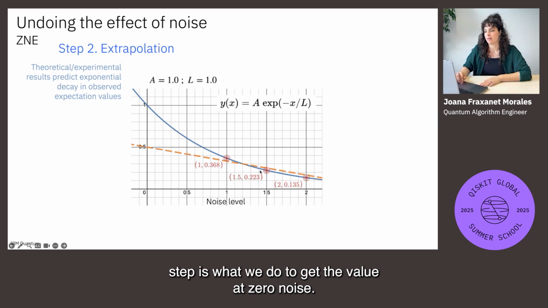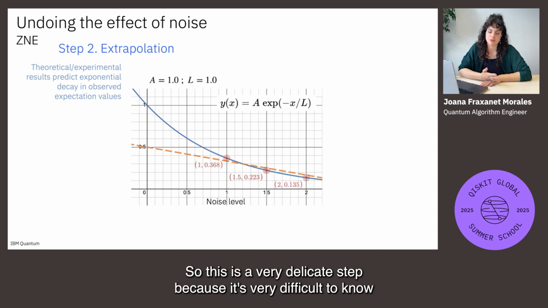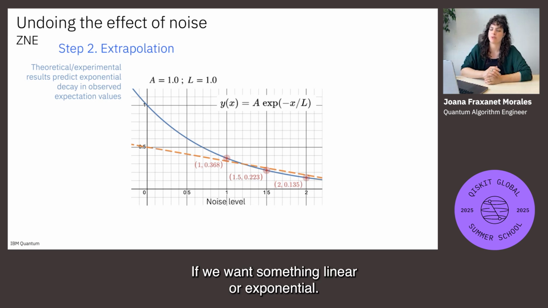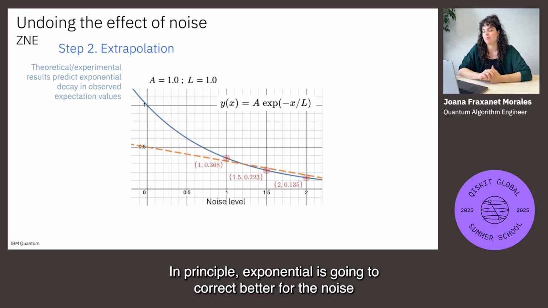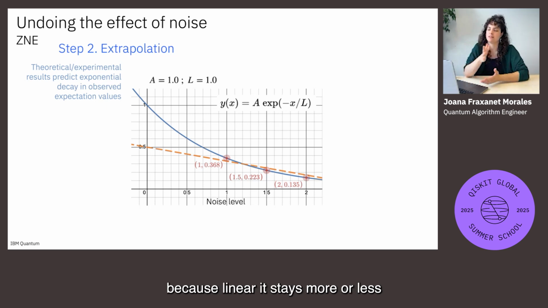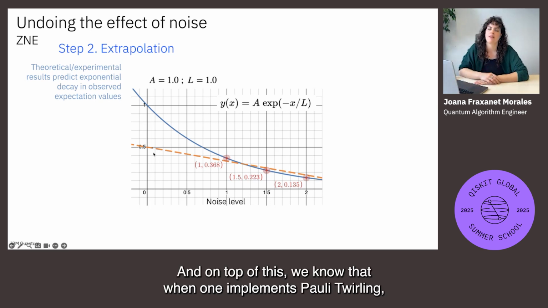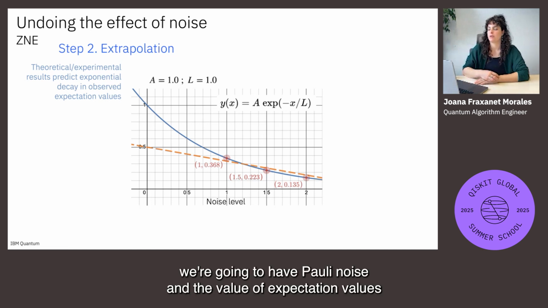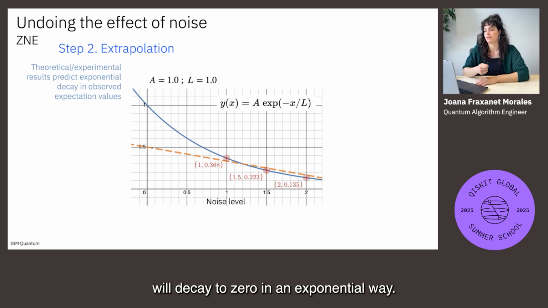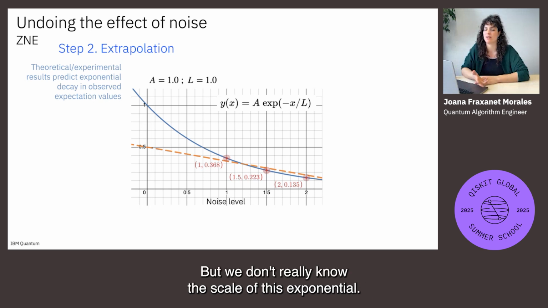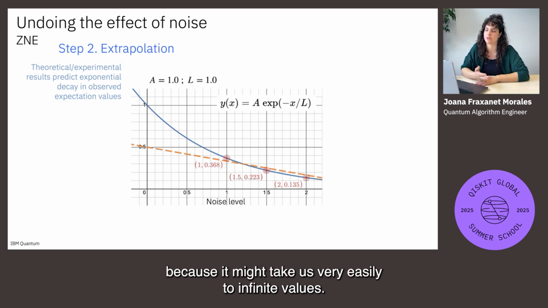The extrapolation step is what we do to get the value at zero noise. This is a very delicate step because it's very difficult to know what kind of extrapolation we want to perform, if we want something linear or exponential. In principle, exponential is going to correct better for the noise because linear stays more or less at the same scale of noise that we had. And on top of this, we know that when one implements Pauli twirling, we're going to have Pauli noise and the value of expectation values will decay to zero in an exponential way, but we don't really know the scale of this exponential. So exponential is dangerous because it might take us very easily to infinite values.